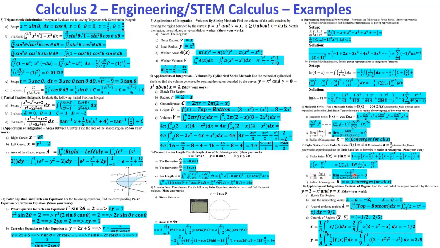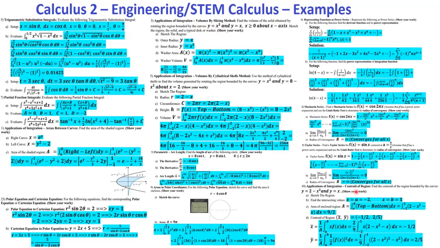factorial times (x minus pi over 2) to the 2n. So to find the radius of convergence of this, we take the limit as n goes to infinity of a n plus 1 over a n, and it will end up with 0. That means the radius of convergence is infinity. That means it converges for all values of x.